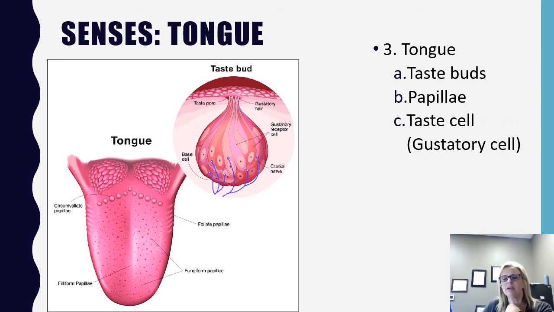I didn't pull any of the APR slides on here, but you do need to know these. This is, of course, the tongue. We have taste buds, and then the larger ones are papillae, okay? And then we have the taste cell, which is going to be the gustatory cell. Gustation is taste.